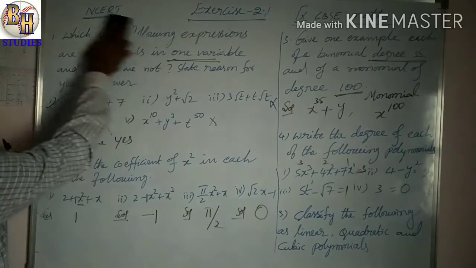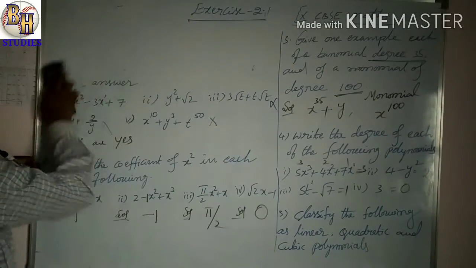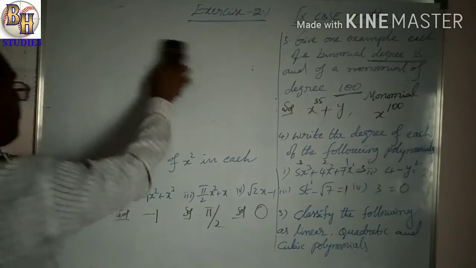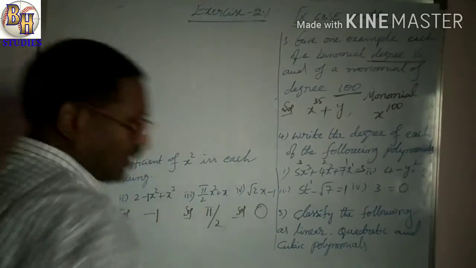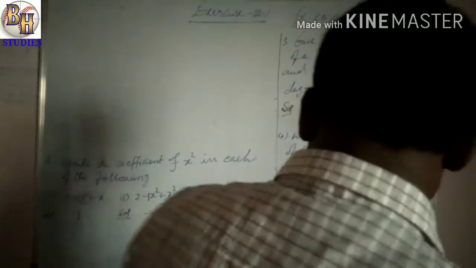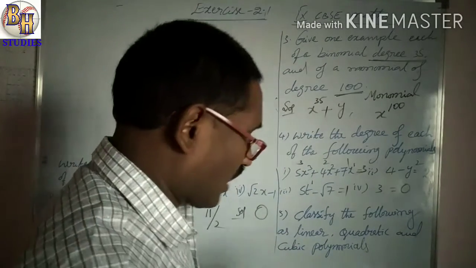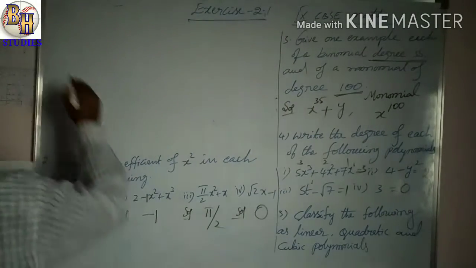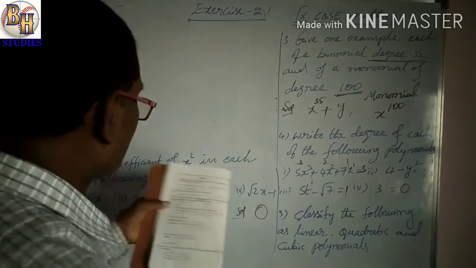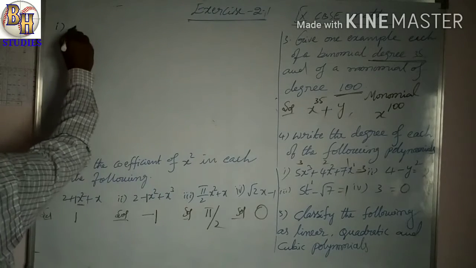Next question. See. Fifth question. Classify the following as linear, quadratic or cubic polynomial. So here, see. What about the first one? Classify here: x square plus x.